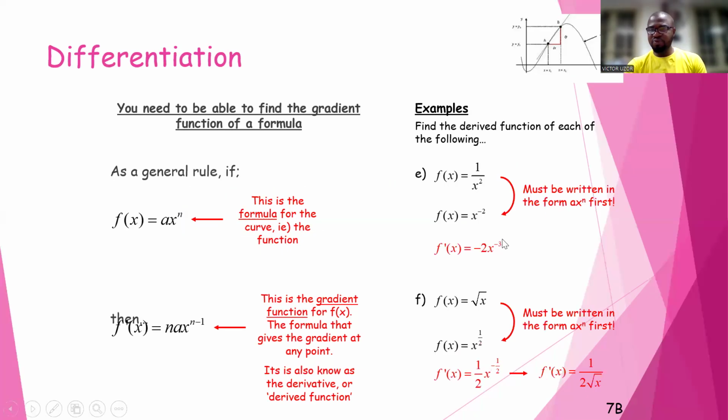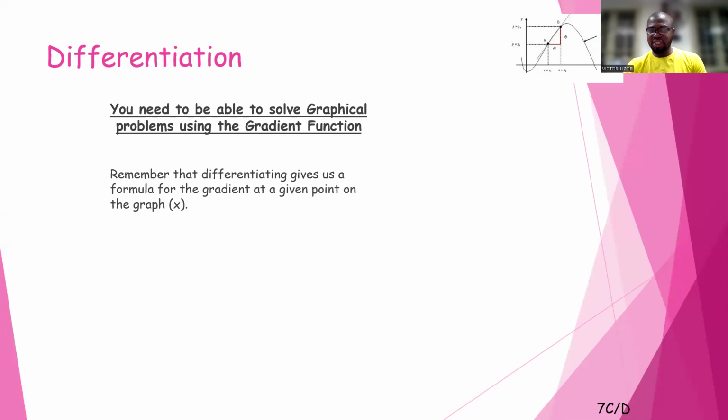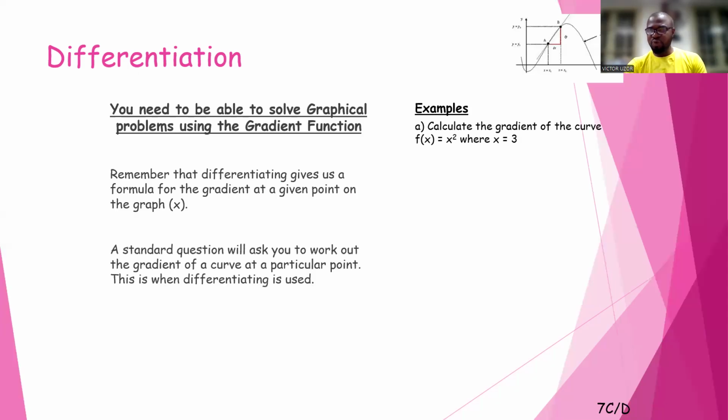Now, let's move on to some of the exercises that we are going to do. Understanding this principle will help you. Remember, I told you that differentiation is used to find the gradient of a curve at a particular point. Now, you are given this one, they ask you, calculate the gradient of this curve. You are given the curve to be x squared.